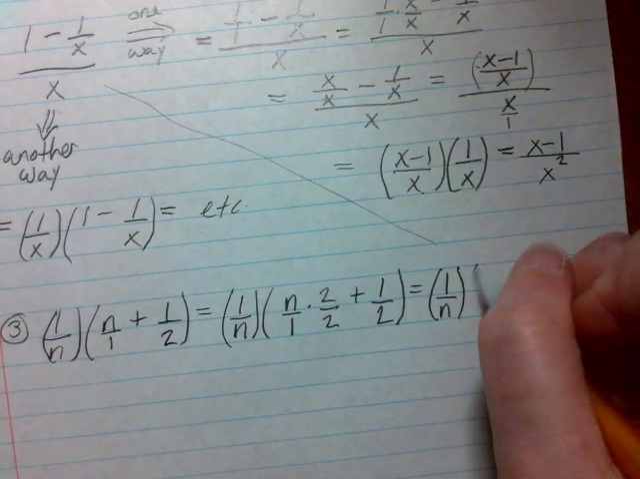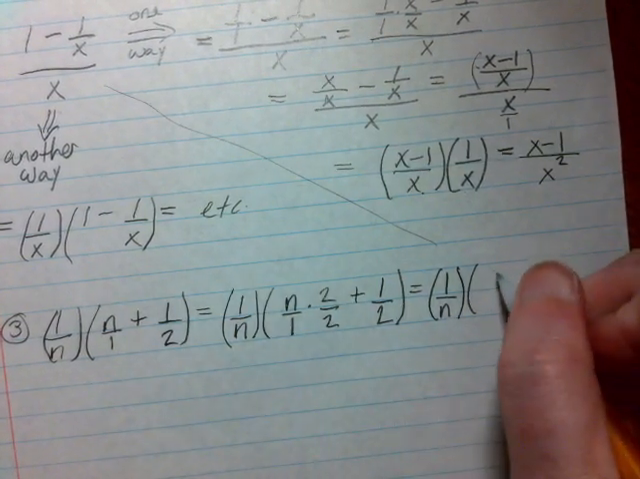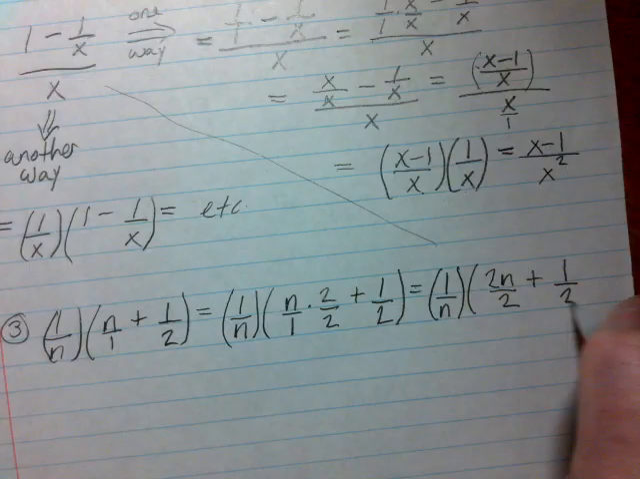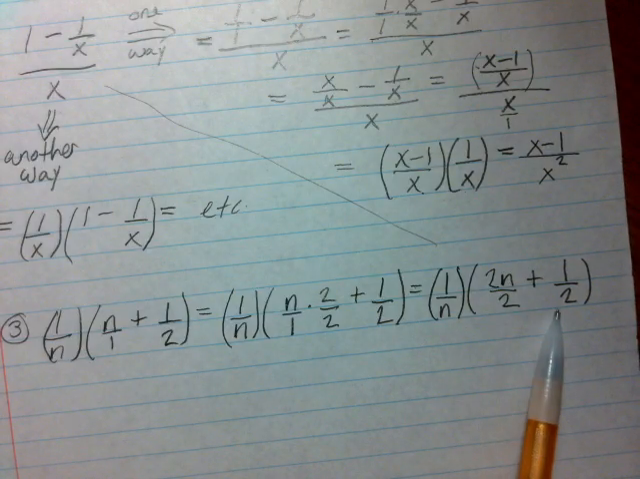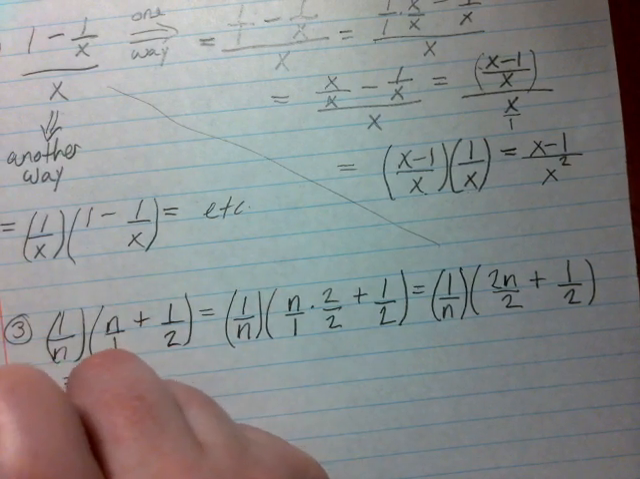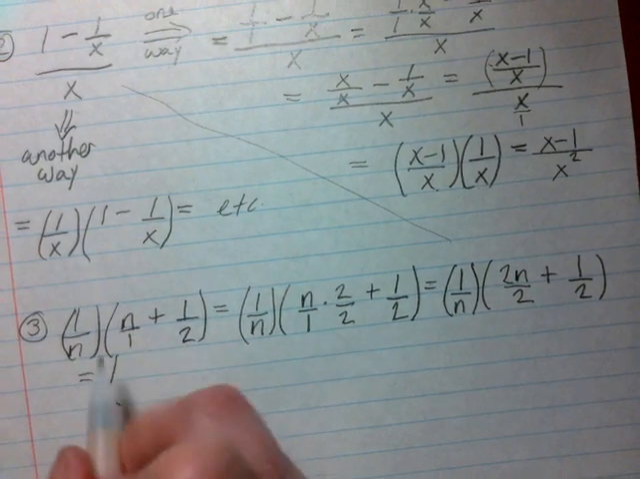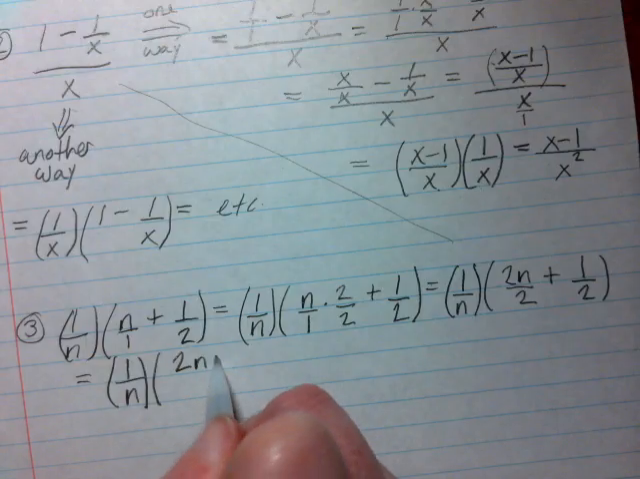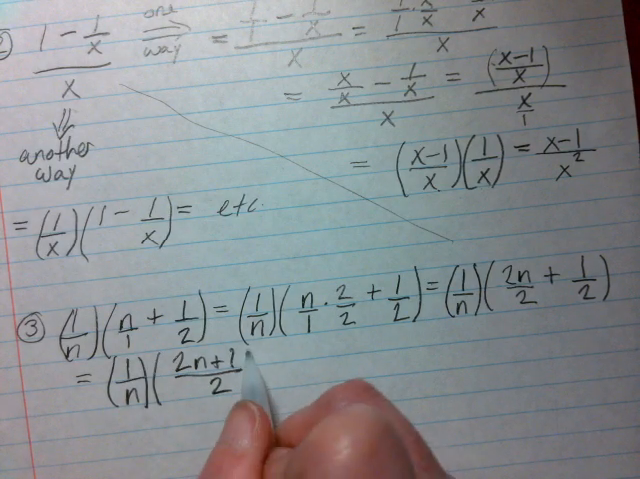Okay. So n times 2 is 2n. So now I have 2n over 2. Then I have 1 over 2. And now I'm adding apples and apples. So I can just add the numerators. So this is 1 over n times 2n plus 1 over 2.